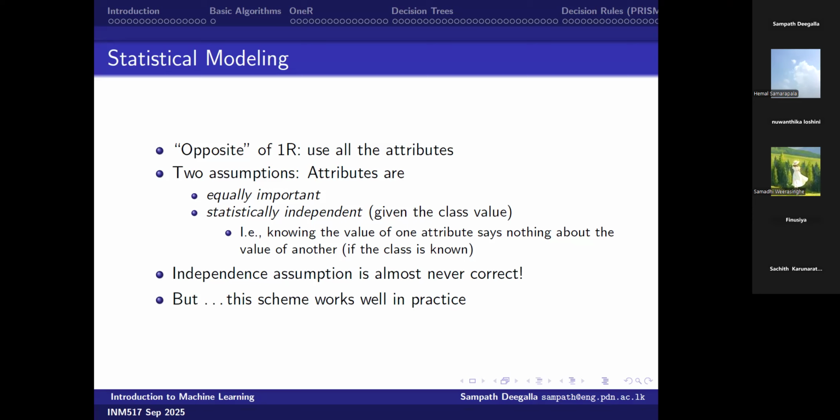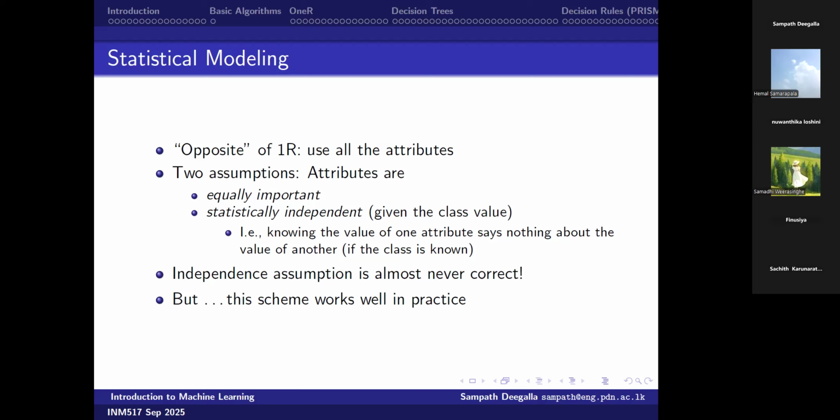Okay, now that we have discussed the nearest neighbor algorithm, let me start discussing another interesting machine learning algorithm. Before we start, I want to discuss one more idea. Remember, we used the 1R method. If you recall, in the 1R method you select just one attribute and create a single level decision tree to make predictions. What we are going to discuss now is the opposite of 1R, that means use of all attributes.